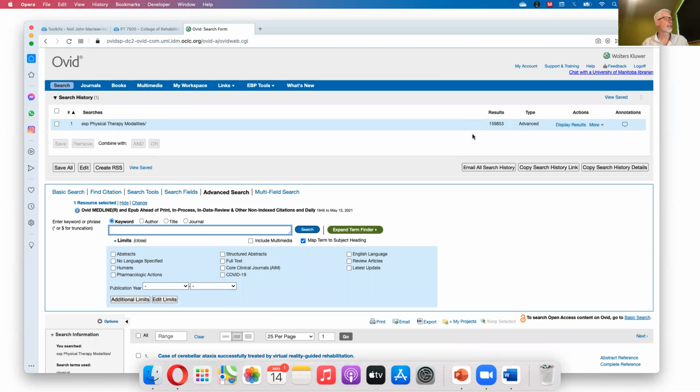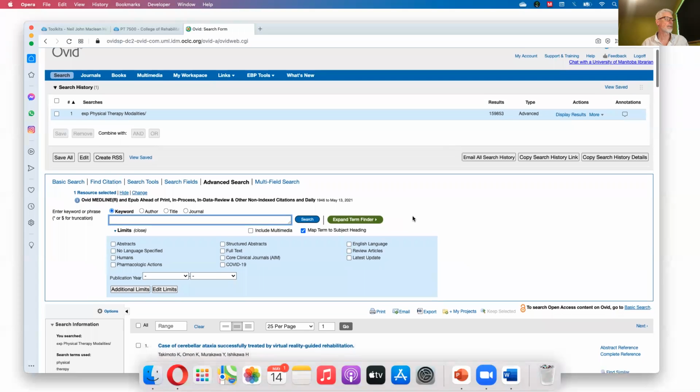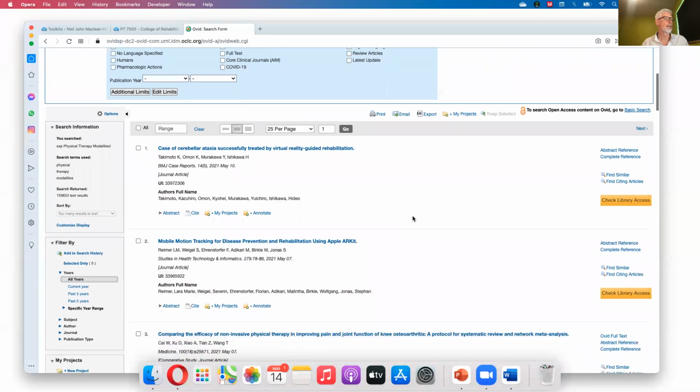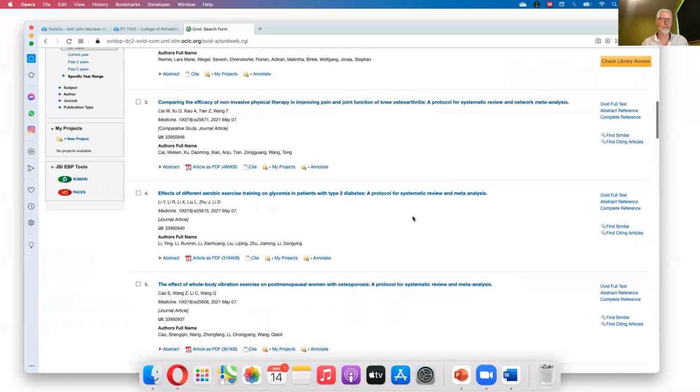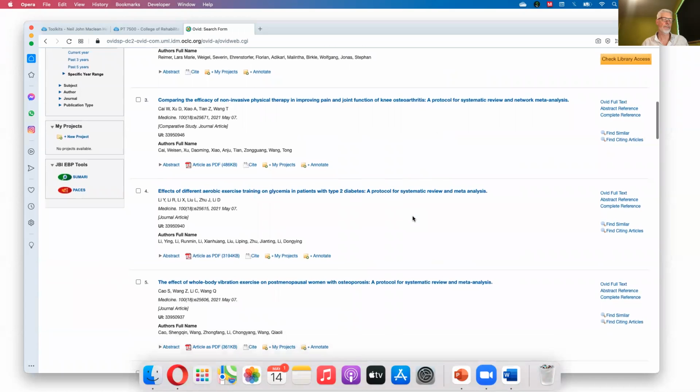And here's what I get as results. I get almost 160,000 articles on physical therapy modalities. And every one of these articles will be about physical therapy modalities in one form or another. In some of the articles, it'll be a very small part of it, but it's still in that article. And in other articles, it'll be a large part of that. So that's what subject headings are.